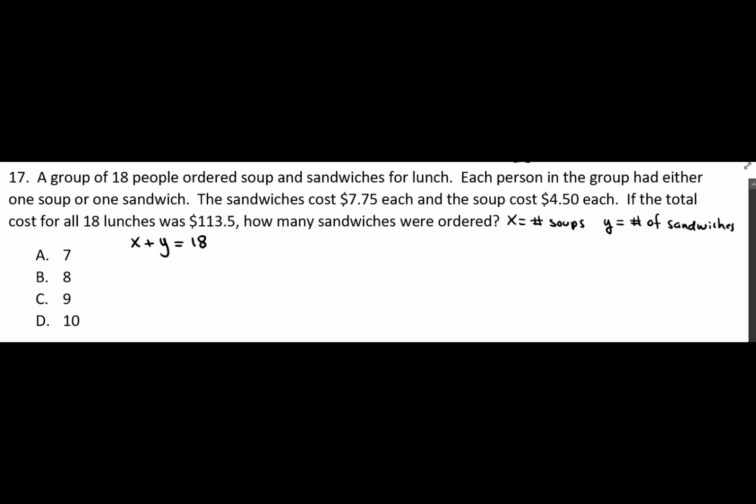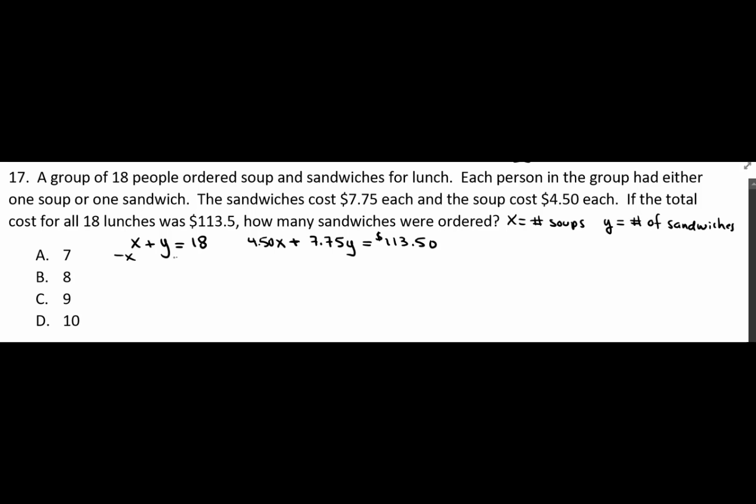And then we're going to look at the total cost. $7.75 is the cost of the sandwiches, but we're using y for sandwiches. So if you multiply it times y, that's going to give you the total amount of money collected from the sandwiches. And then if you take $4.50 times the number of soups, that should be the total money collected from the soups. If you add them together, the total amount of money collected for all 18 lunches was $113.50.